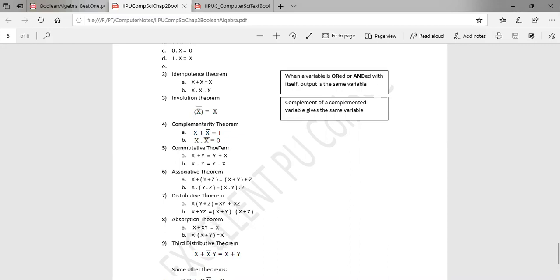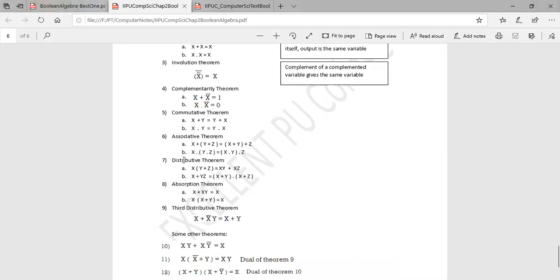Fifth one, the commutative theorem. There are two versions. X plus y is equal to y plus x. X dot y is equal to y dot x. Sixth one, the associative theorem. X plus, within parenthesis, y plus z is equal to, within parenthesis, x plus y, plus z. Similarly, B, x dot y dot z is equal to x dot y, dot z. This associative theorem is regarding the grouping of the variables during logical addition and logical multiplication.